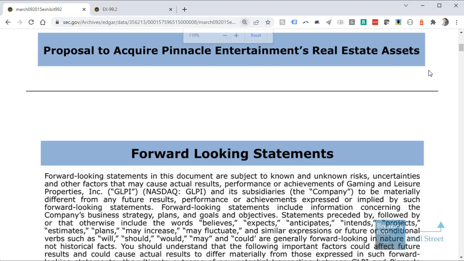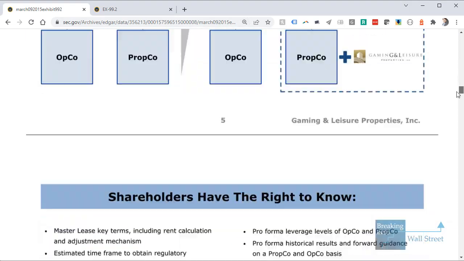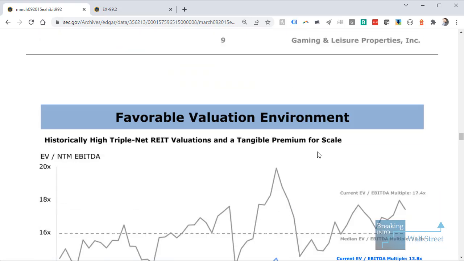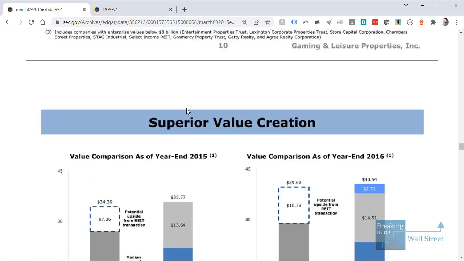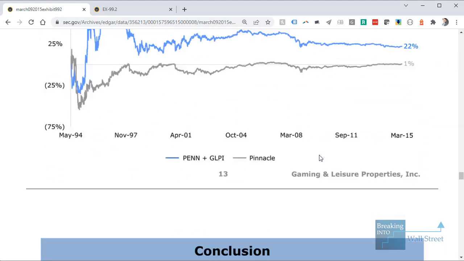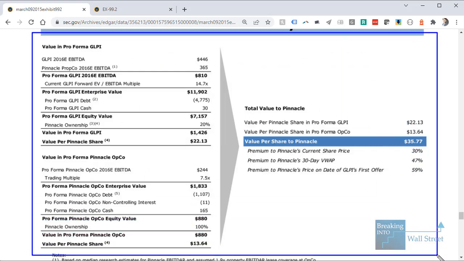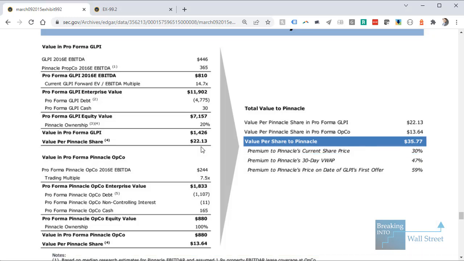I have another example here for the acquisition of Pinnacle Entertainment's real estate assets. And in this presentation, if you go down a little bit, they actually mention value creation several times. And they don't set it up exactly the same way that we do here, but it's a pretty similar idea where they take these 2 companies, they combine them, they assume a higher multiple, and then they say, look at this, our shareholders, the shareholders of the buyer, will get a 30% increase because of the fact that now we're bigger and now we might trade at a higher multiple as well.